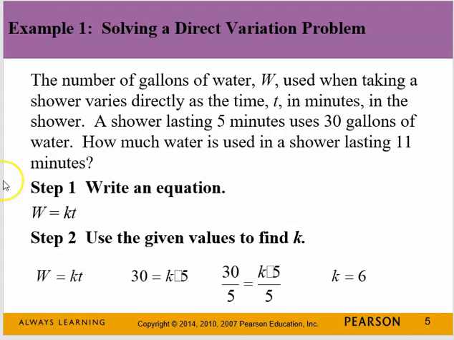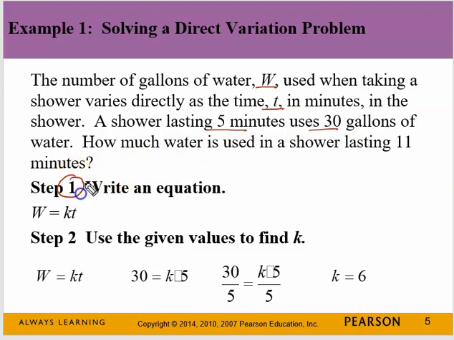Okay, let's look at an example now. Again, this is example 1. The number of gallons of water, W, used when taking a shower varies directly as the time, T, in minutes. A shower lasting 5 minutes uses 30 gallons of water. How much water is used if the shower lasts 11 minutes? Okay, so we'll do it by step.